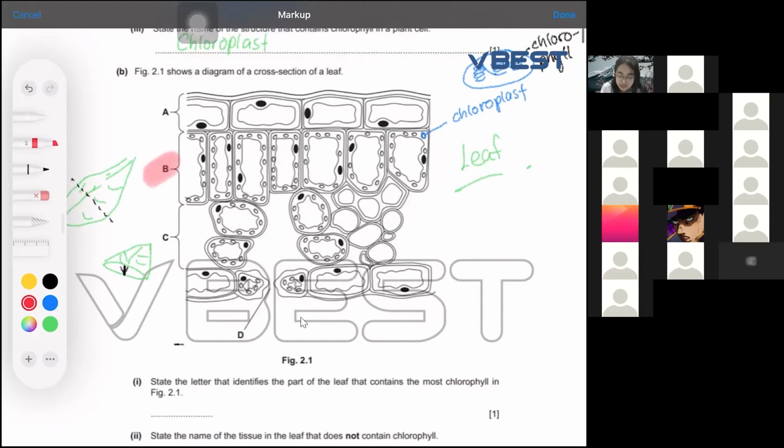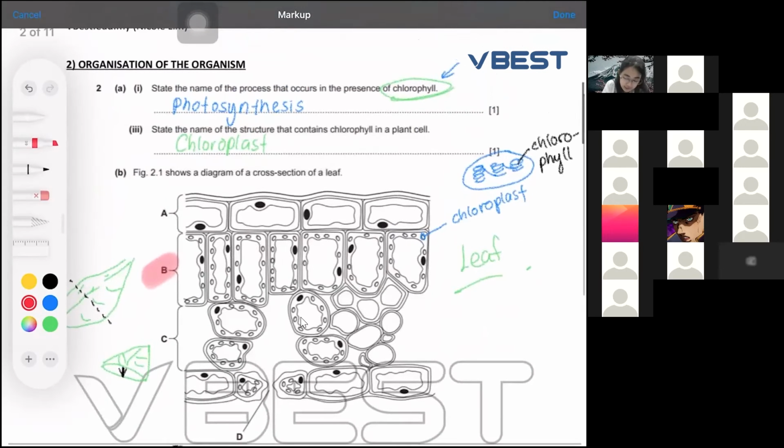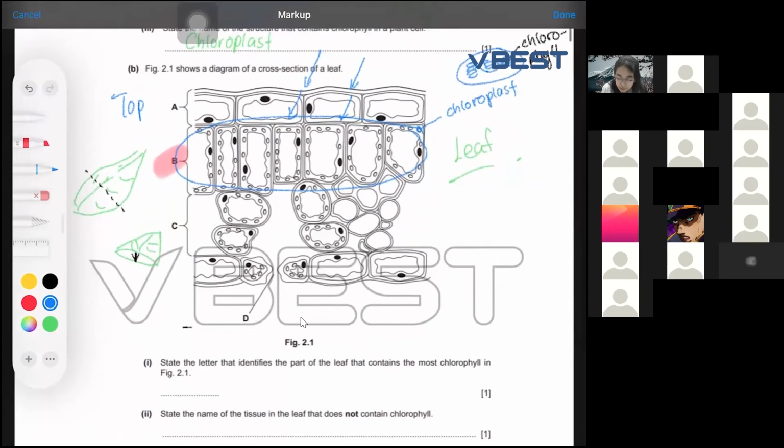Palisade mesophyll. It contains the most chlorophyll because this is the top side of the leaf. Okay, this is the top side of the leaf. When the sunlight comes, it will actually go to the palisade. It's actually the first layer of cells that contain chlorophyll. So they will do the majority of the photosynthesis, and therefore they will have the most chlorophyll. Right? So B.